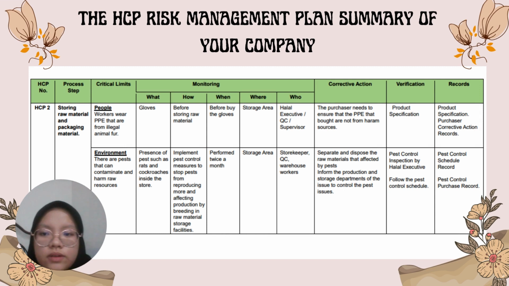Now let's move on to my second halal control point, which is in the process step of storing raw material and packaging material. We have two critical limits, which are people and environment. For the people, it is about workers wearing PPE made from illegal animal fur. Animal fur can be a big cross-contamination to the products. The fur can fly into the products during production.